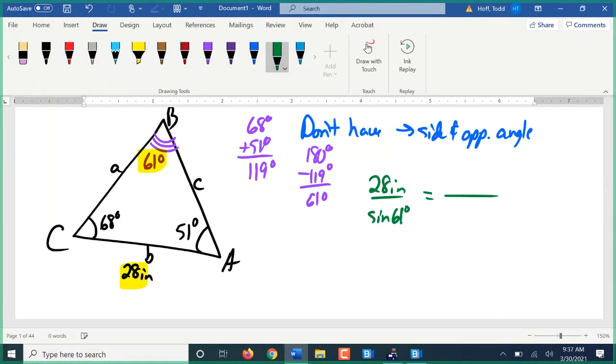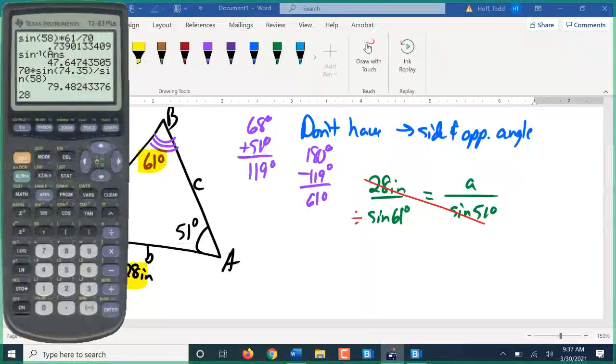And typically I will always go, here we don't have a second side, so it really doesn't matter, but we would always try to find the smaller one first. So I'm going to use the sine of 51 here because it's a smaller angle, and A up there. We'll cross multiply and divide.